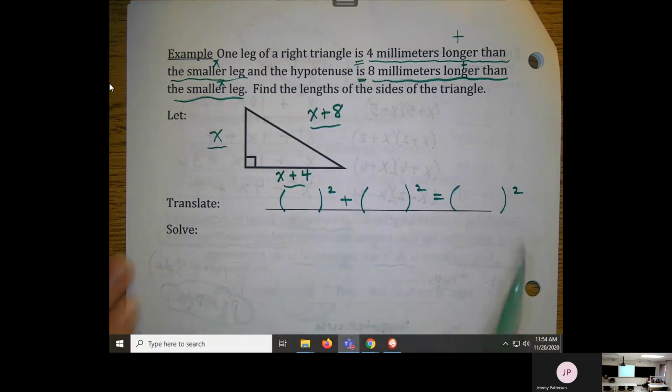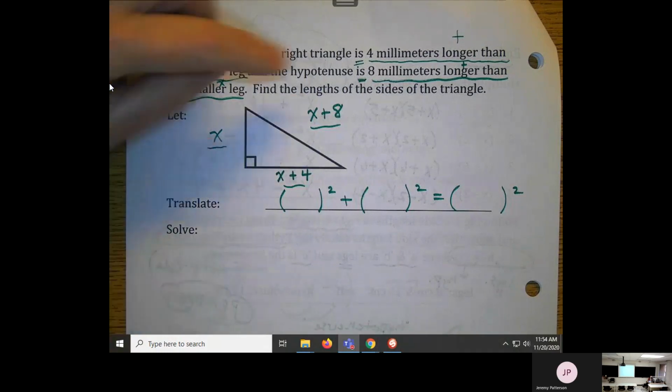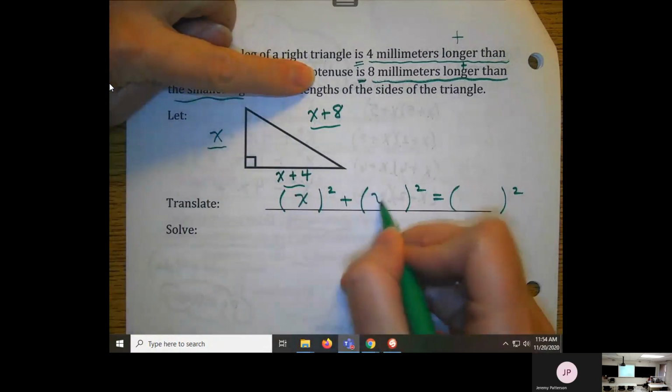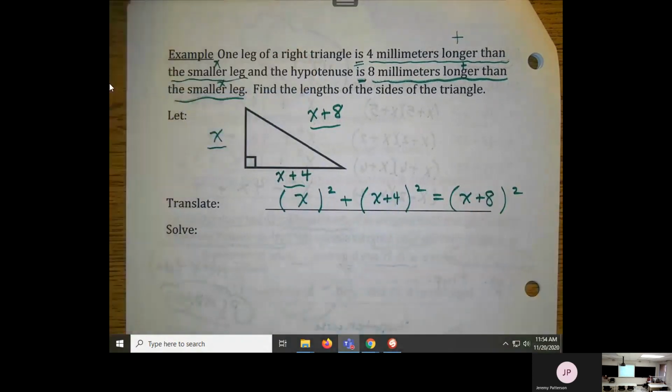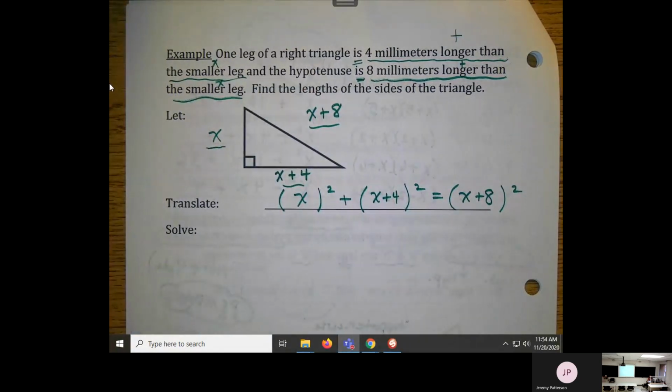So let's think about what goes where in the parentheses. x, then x plus 4, and then x plus 8 after it equals 9. That sounds great. And that's really the key to getting it all set up. Now we have an equation to work with.